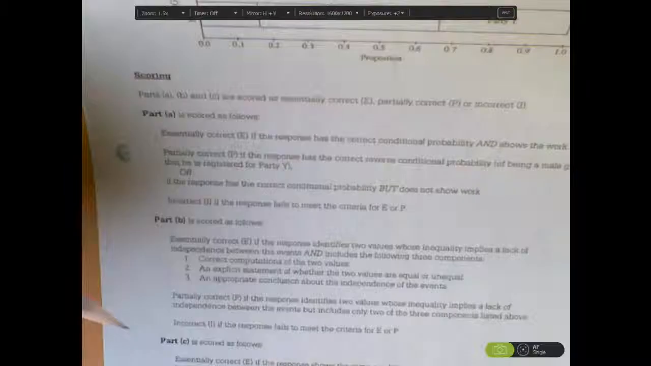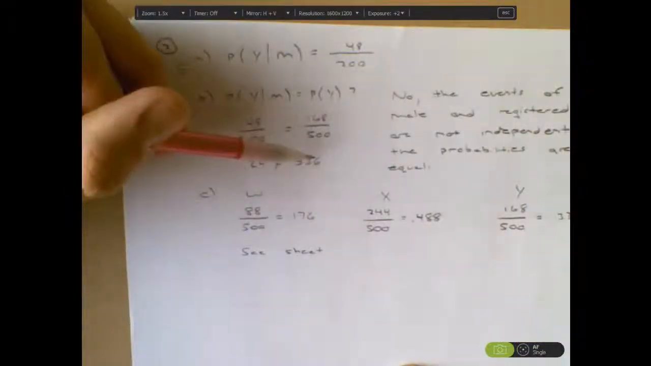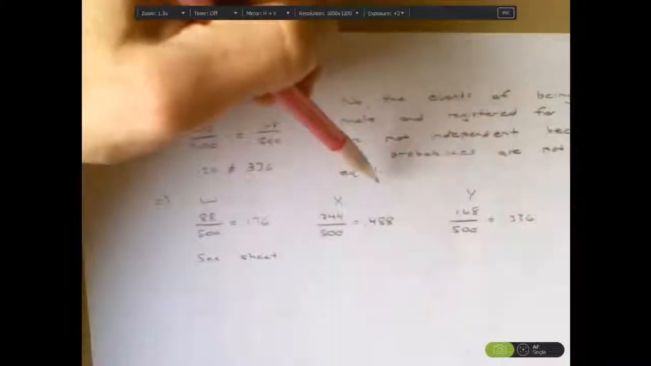If you have 2 of those 3, it's a P. So you'll notice here, I have the correct computation for both. I explicitly said they are not equal, these probabilities, and I talk about are they independent or not right here.